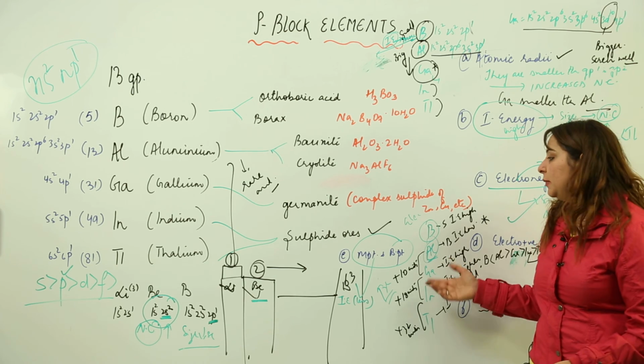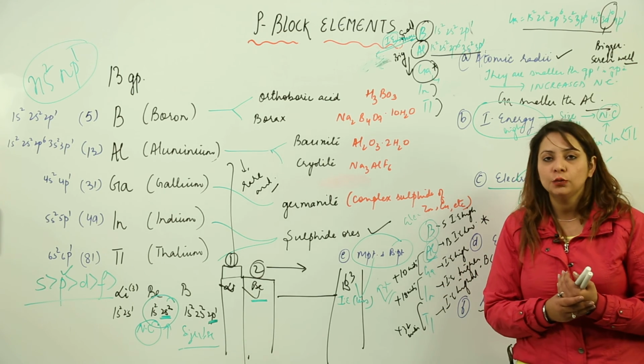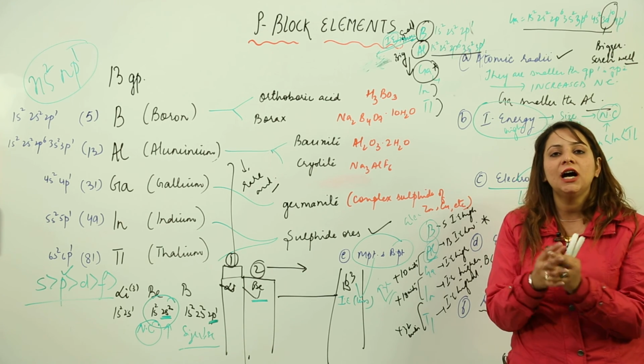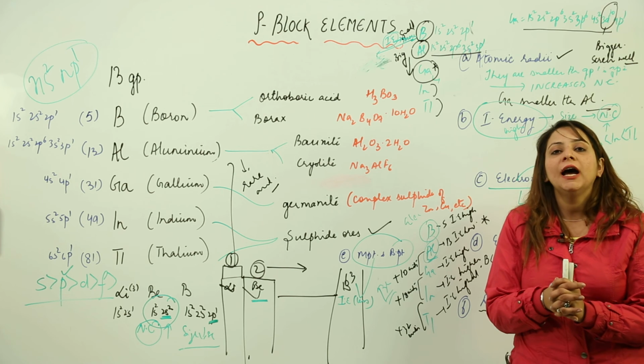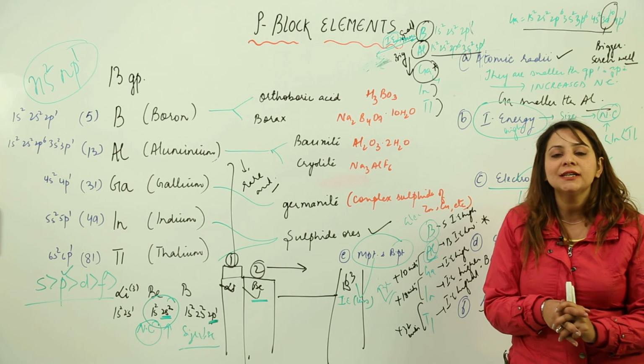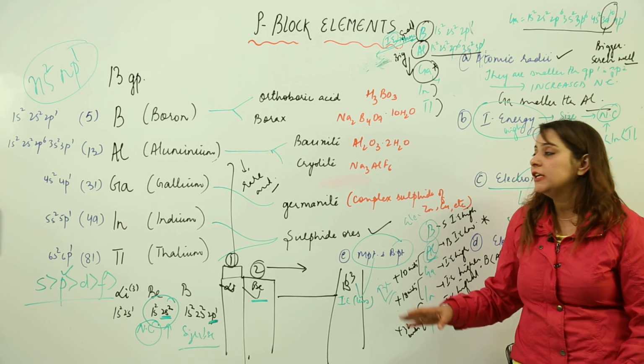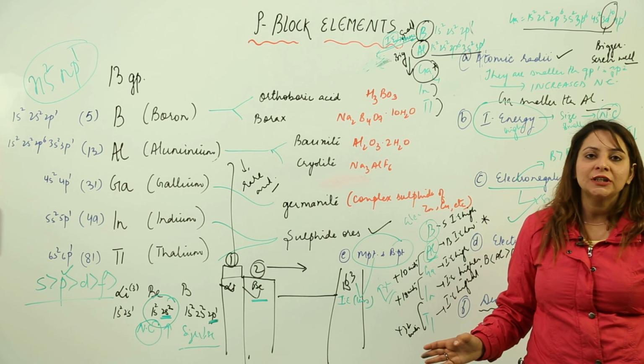As you go down, we have seen that size is somehow decreasing because of the increase in the nuclear charge. So obviously melting and boiling point is also increasing down the group because due to the increase in the nuclear charge, they are becoming smaller and smaller, and due to their small size, their melting and boiling point is increasing as we move down. So this is all about the physical properties of the group 13 elements.